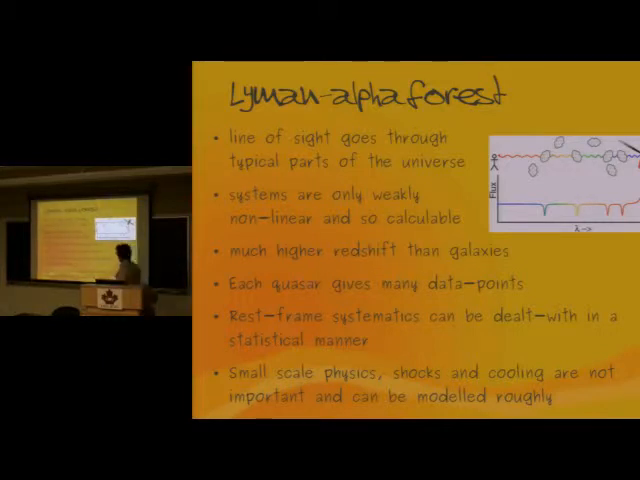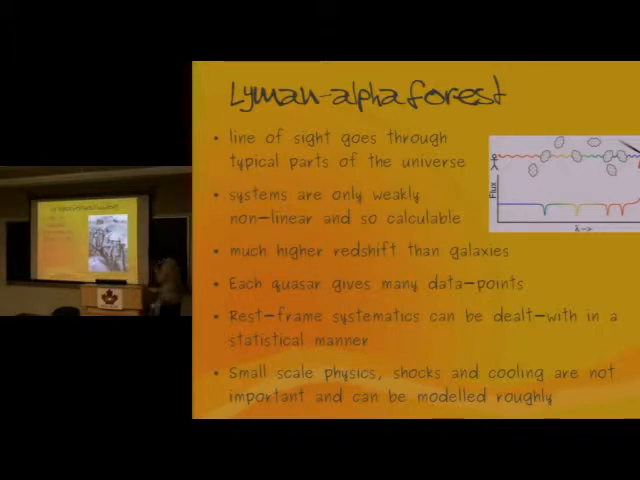It involves much higher redshift than galaxies, and the fact is that each quasar essentially gives you many information points, right? So if you use a galaxy as a tracer of the underlying field, each galaxy gives you basically a bit of information about density at that position, while here we get information along the line of sight between Lyman-alpha and Lyman-beta. And essentially, the rest frame systematics can be dealt with in a statistical manner if you have enough of these quasars, right? And what people most commonly argue against Lyman-alpha is that it's all about physics, hydrodynamics, and shocks, and so on. At the scales we're talking about, these things are really not important. I mean, they're not majorly important, and even rough modeling with some parameters to marginalize over is usually good enough.